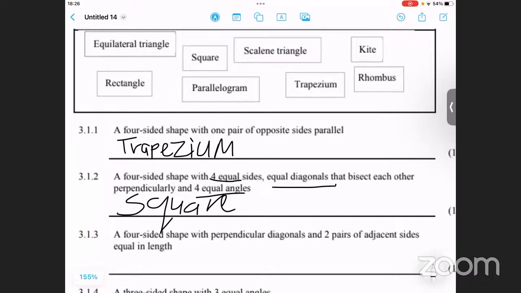All right, and then we have 3.1.3, a four-sided shape with perpendicular diagonals and two pairs of adjacent sides in equal length. A four-sided shape, so that means a triangle is not going to apply here because we are looking for four-sided. Which one is it? Is it rectangle? Is it parallelogram? Is it kite, or is it rhombus? A four-sided shape.